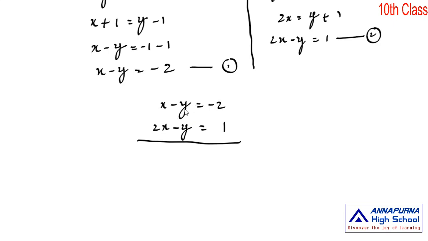Let us observe the signs of y terms. Here the y term sign is minus, here the y term sign is minus. So both have the same sign. So let's do subtraction. Subtract the second equation from the first equation.